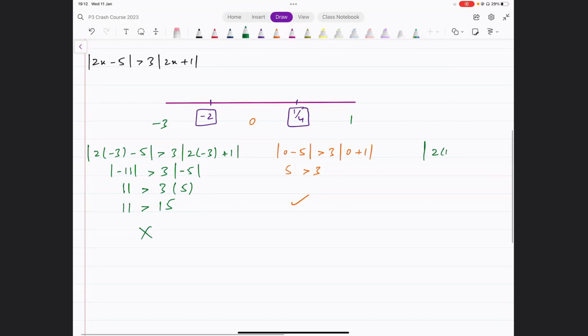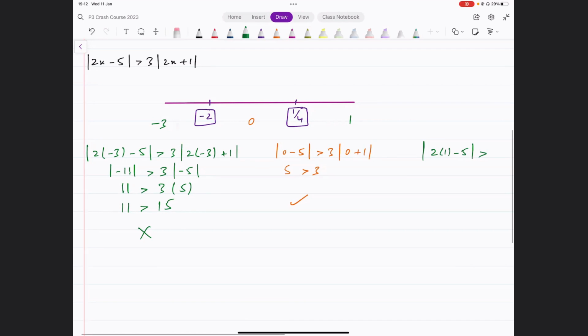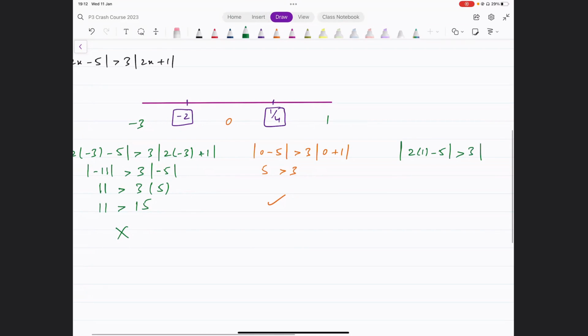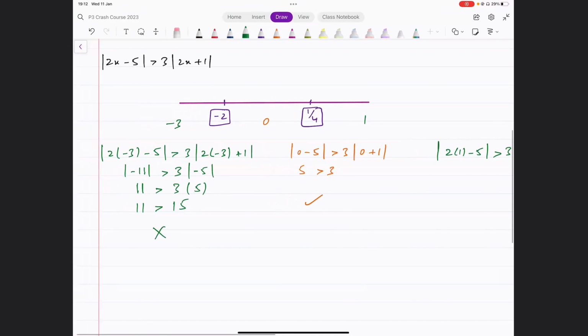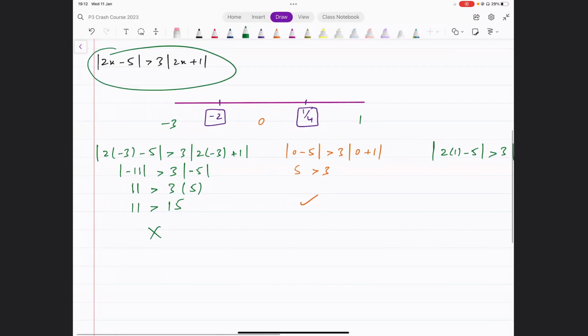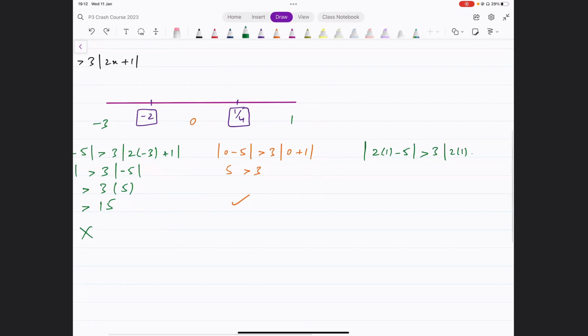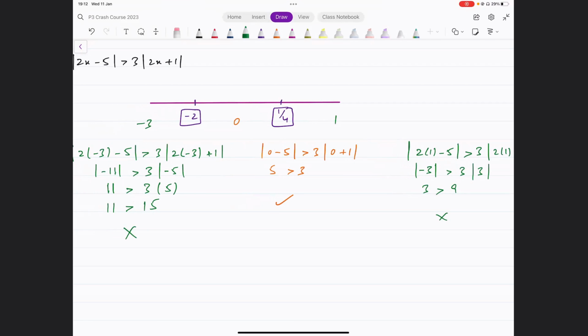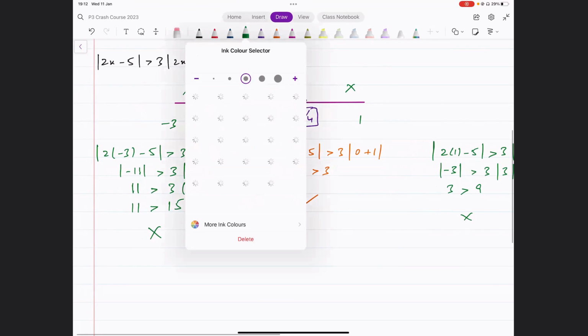Modulus of 2 into 1 minus 5. That's greater than 3 into modulus of 2 into 1 plus 1. हम इसमें input कर रहे हैं, remember इस inequality में input कर रहे हैं. Let's simplify this. We get modulus of minus 3. That's greater than 3 into modulus of 3. And we have 3 greater than 9. That is, of course, incorrect. So the region in the middle is correct. The regions on the sides are incorrect. How do you write this final answer now?